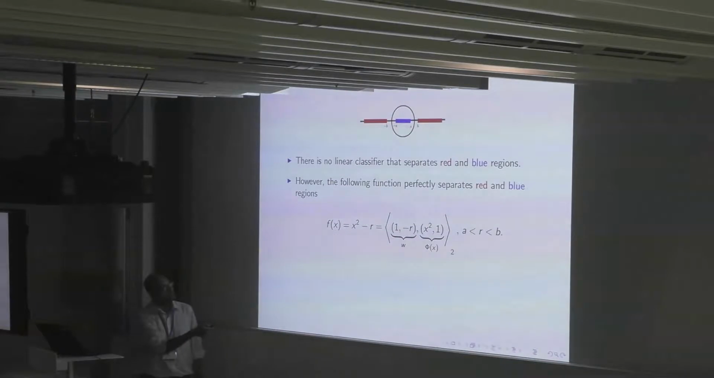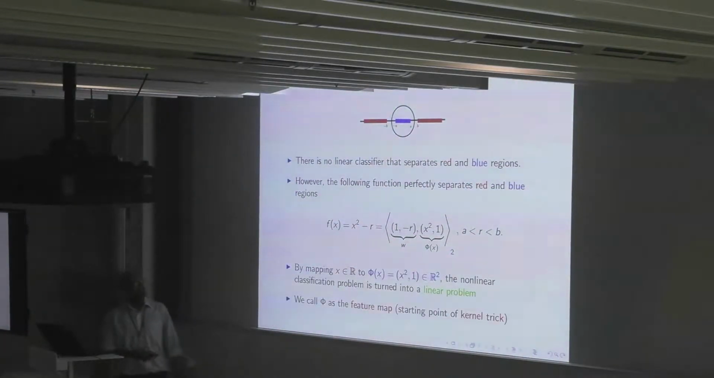Let us write this as an inner product. All I'm doing is this is my weight vector, and all I have done is transformed my x to some phi of x. Though my data is on the real line, I have transformed it to a two-dimensional vector phi of x. By simply mapping my x to this vector, I have transformed a nonlinear problem into a simple linear problem. So this is linear not in x, but it is linear in phi of x.